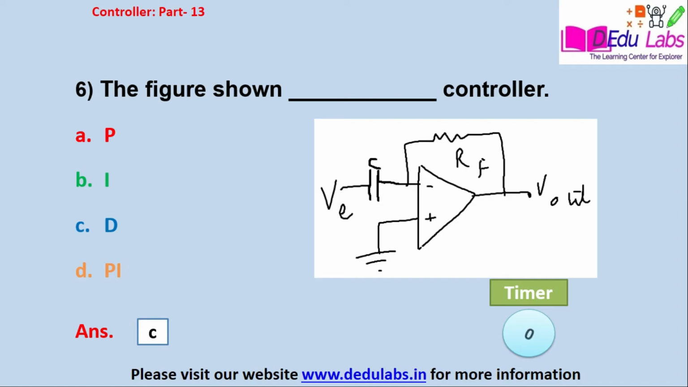output equal to minus RF into C into dVE upon dt. So see here, what does the derivative term indicate? It is the derivative controller output, and here the minus sign is due to the inverting. So this operational amplifier represents what? Derivative controller with reverse action. So here the output is option number C, that is a derivative.